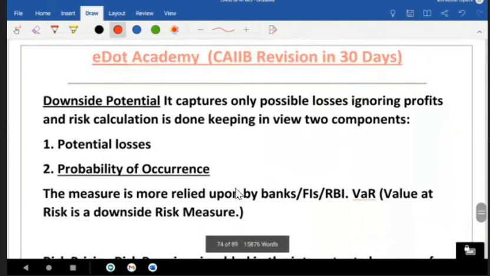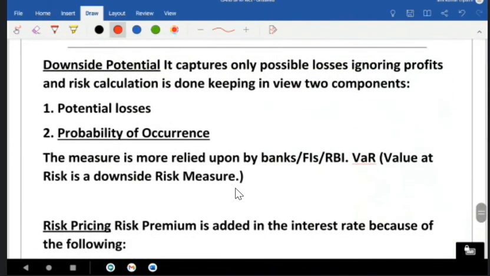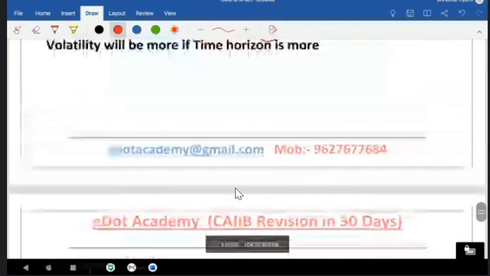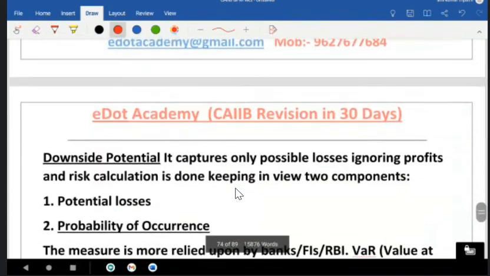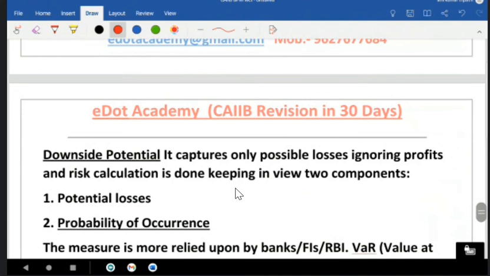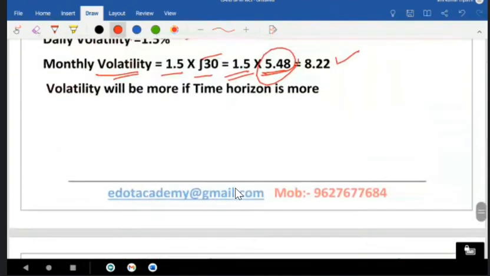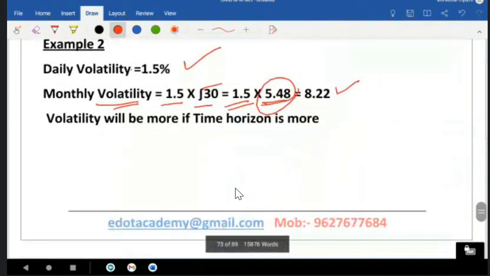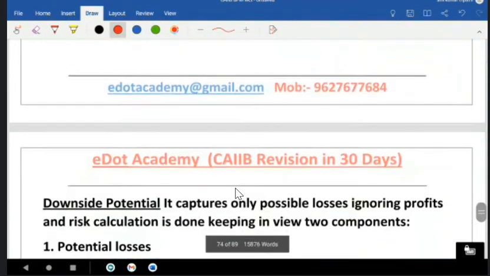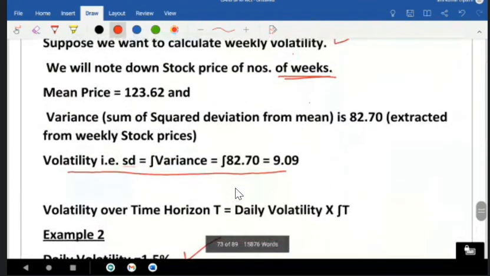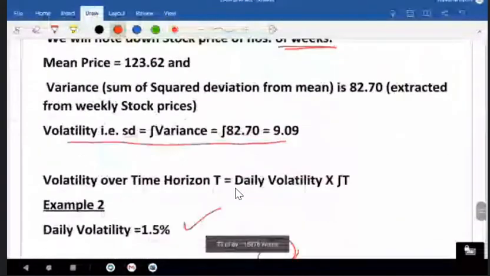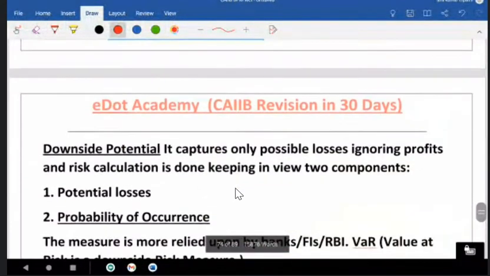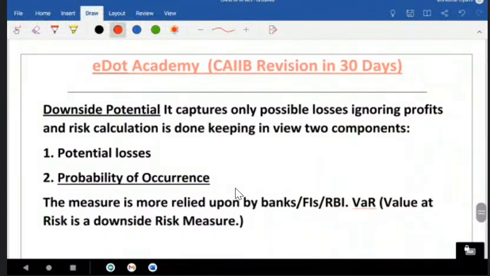Okay, there is also one measurement called downside potential. Downside potential is part of volatility only. But what is the difference here? In volatility, we measure the variation on both sides, meaning positive and negative, whereas in downside potential we take only the negative values. Now I'll show you here. When there is profit, we don't consider it, and when there is loss, we take only that value.